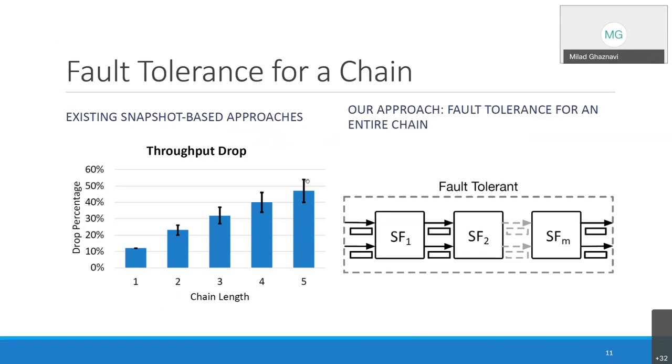The reason that we lose that much throughput is that when one service function is taking a snapshot, it has to pause its operation. But by pausing its operation, the entire chain stalls. And with longer chains, we have more pause time and no service time, and that's why we have a lot of throughput overhead. Our approach is different. We don't do snapshot-based, and we make the entire chain fault tolerant. The key difference is that we use the chain itself to make a service function chain fault tolerant. But how do we do that?